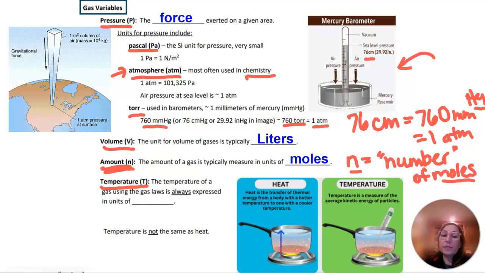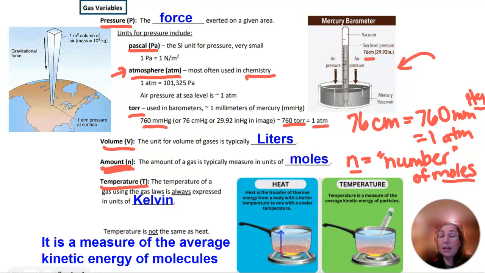So the temperature of a gas, using the gas laws, always needs to be expressed in units of Kelvin. So we do all our temperatures in Kelvin. The reason that we don't use Celsius or Fahrenheit, for one thing, is we don't want to have any zero temperatures. We would be multiplying or dividing by zeros, and those would give us nonsense, zero answers, and so we can't do that.